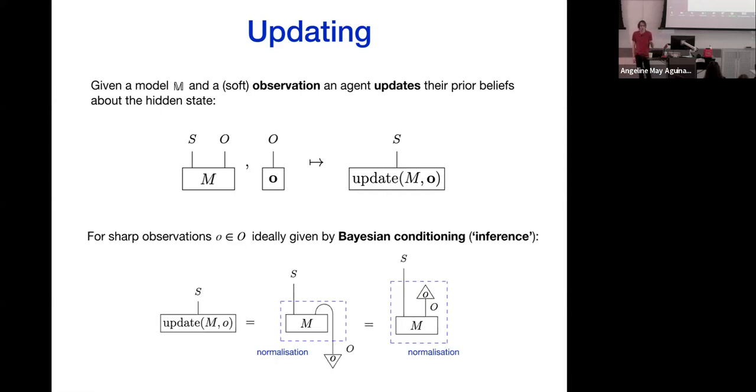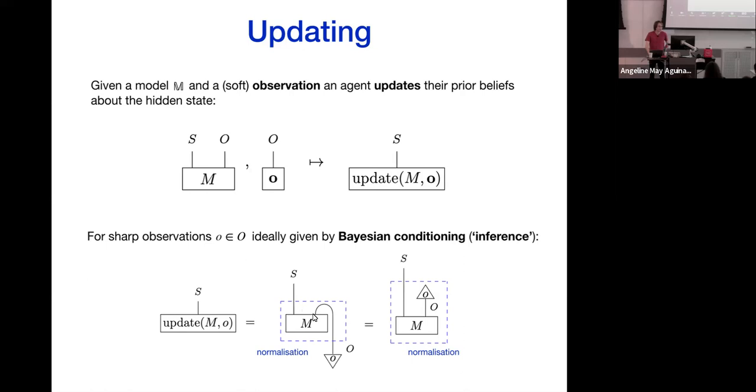Or if this observation O was sharp, so it's just like a point state, like a point distribution at one element of O, there's kind of a standard answer for what you should do here. And that's given by just conditional or Bayesian conditioning. So what you would do is take your sharp state here. You can view it in either of these two ways, but this notation here is depicting the Bayesian inverse partial channel, which you could compute from your model.